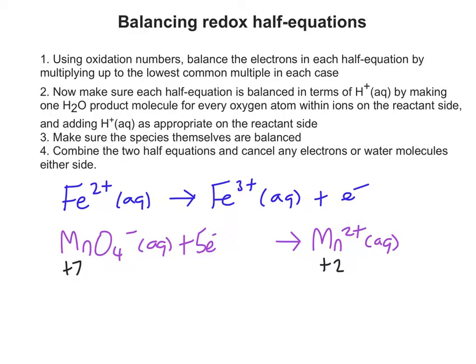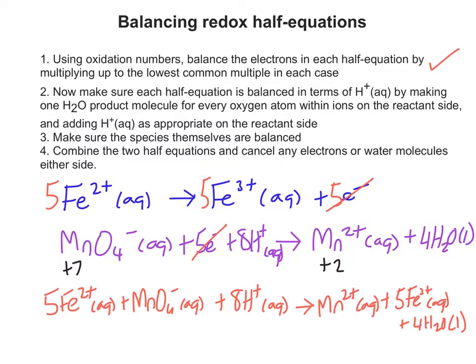Now what I want to do is make sure that the oxygens go somewhere. There's 4 oxygens in my manganate ion, so that means I can have 4 waters on the right hand side. That now automatically means that I need 8 hydrogens on the left hand side, which takes care of the reduction equation. Now what I've got to do is balance the electrons. So I do that by multiplying the iron oxidation half equation by 5. Cancelling electrons in both equations, I have an overall balanced redox equation at the bottom of the screen.